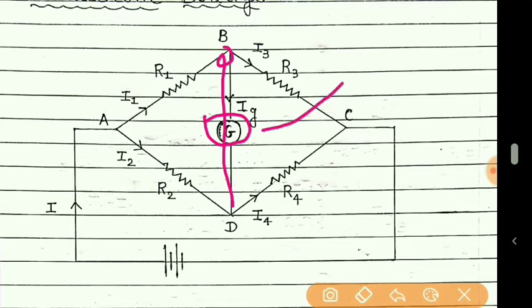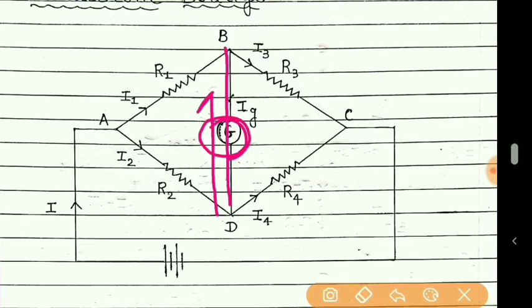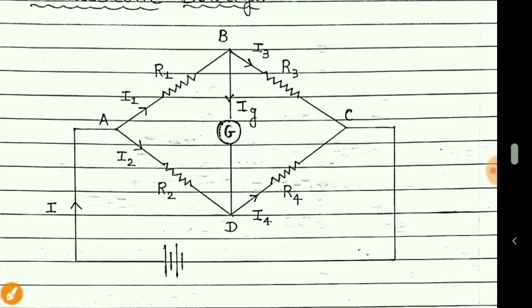Now what is this galvanometer? A galvanometer can detect a very small current. That means if the current is moving from B to D or from D to B, then this galvanometer can detect it. If a very small current is also present in this branch, then also it can detect. So a galvanometer is connected to detect the current flowing through it, that is, Ig current is there, suppose.